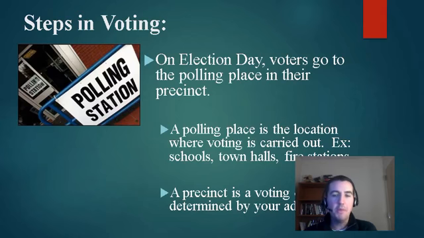So you go to your polling place. That's where you vote. Yours might be a town hall or a fire station. It's usually a school. And the precinct is just your voting district determined by your address. Usually it's pretty close to your house, usually within walking distance.